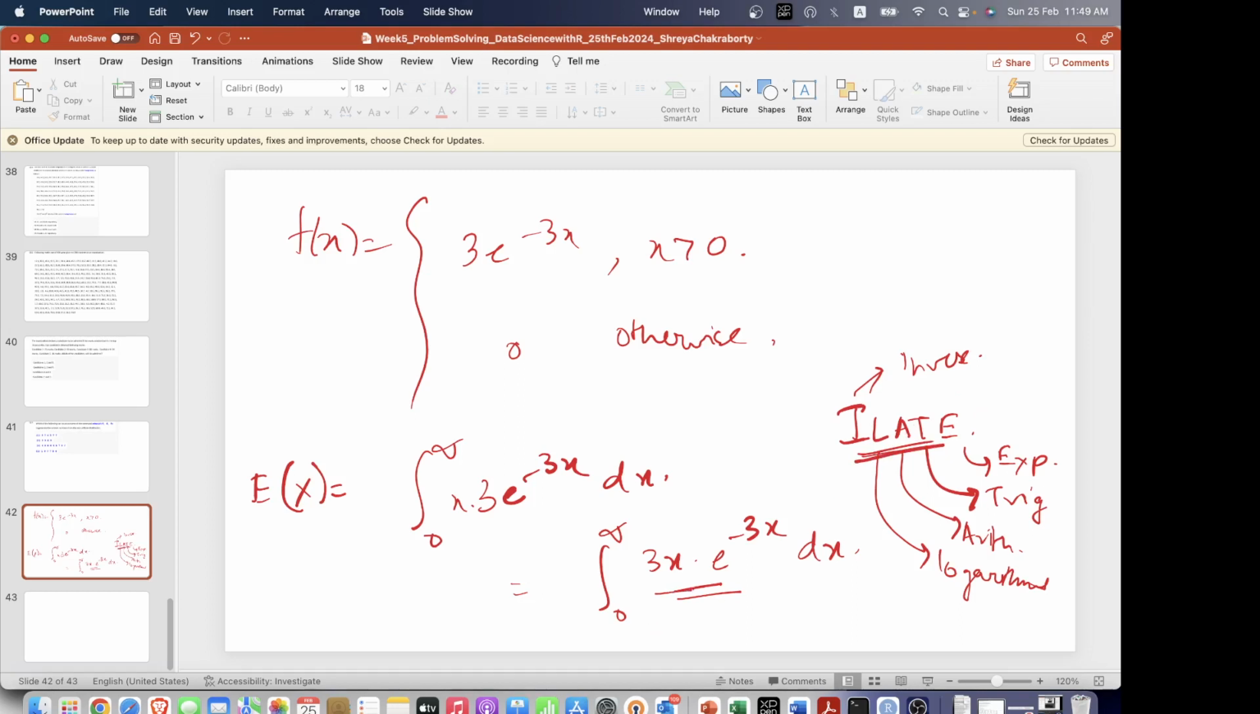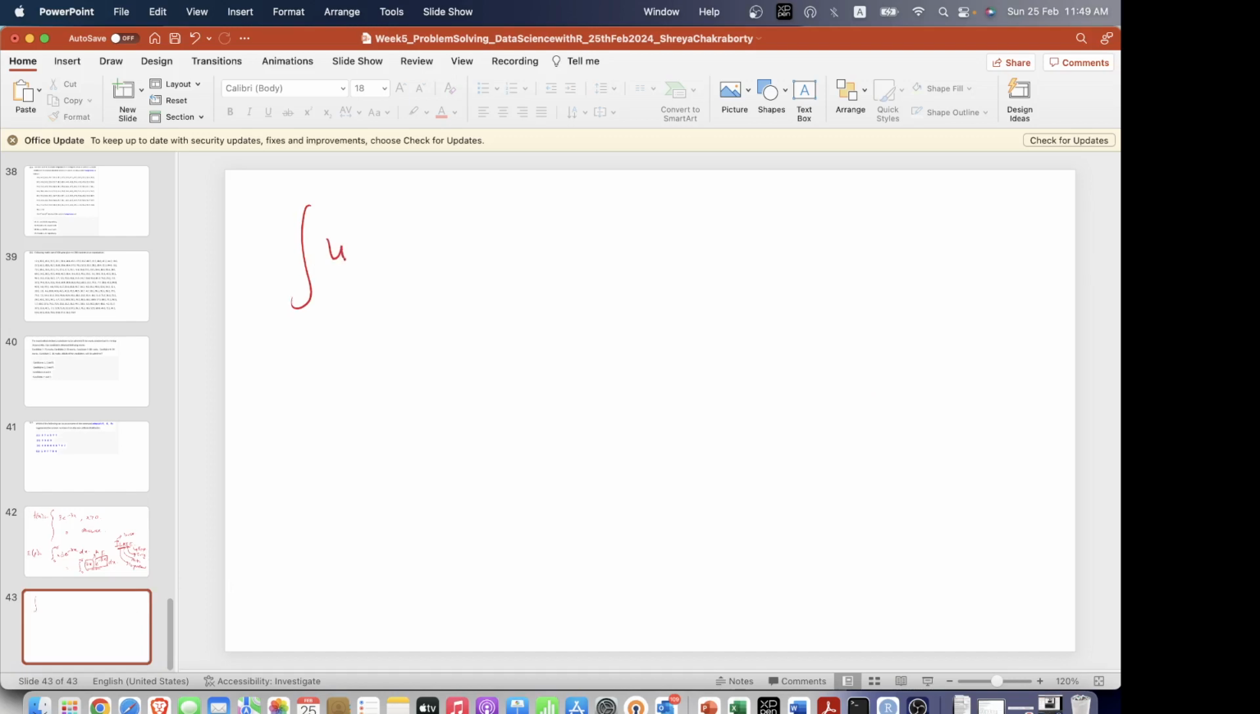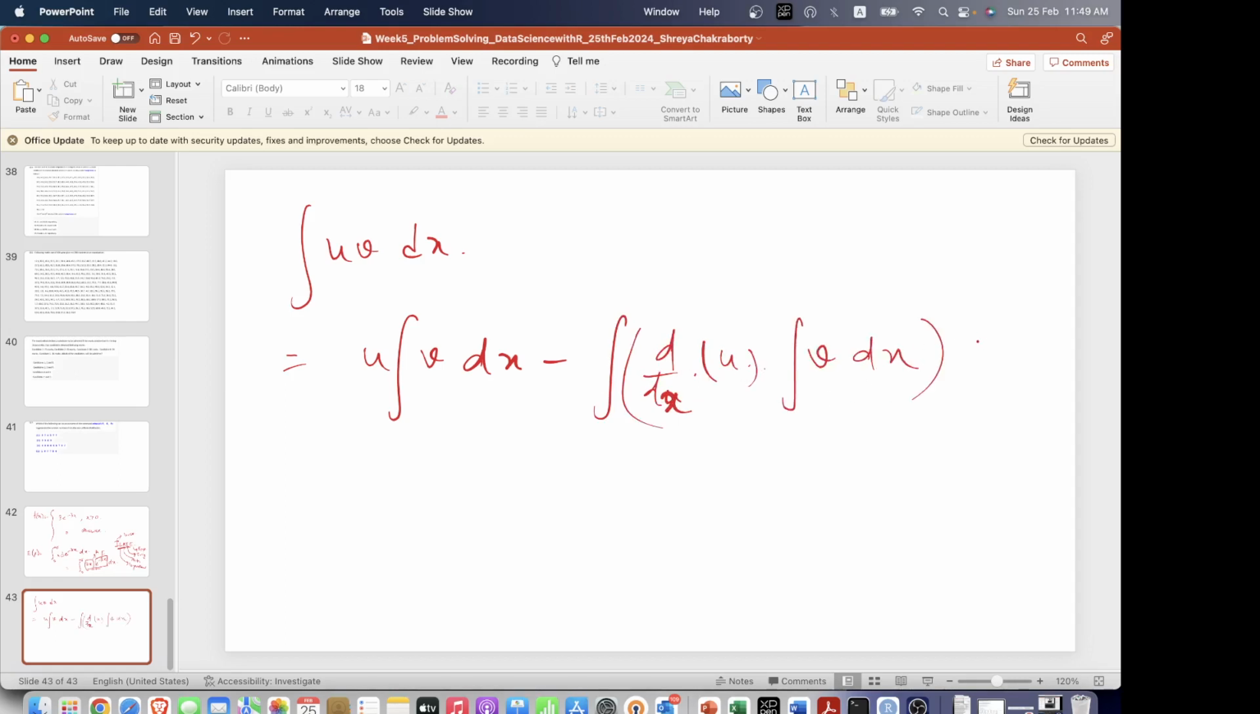So 3x here, or x for that matter, is an arithmetic function, and we have to apply integration by parts. Yes, you have to do integration by parts. And this is your exponential function. So if you don't remember the basic formulas, I'm just going to tell you. If you have integral of uv dx, it is u times integration of v dx minus integration of du/dx times integration of v dx, where u would be your arithmetic function and v would be your exponential function.